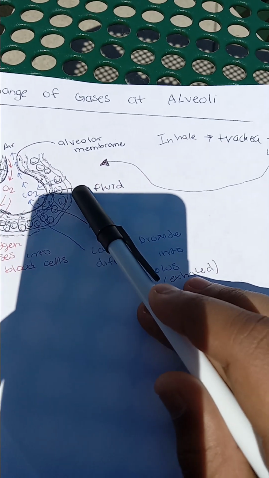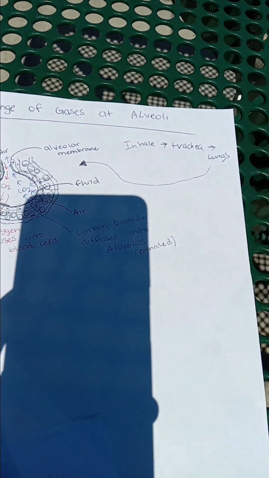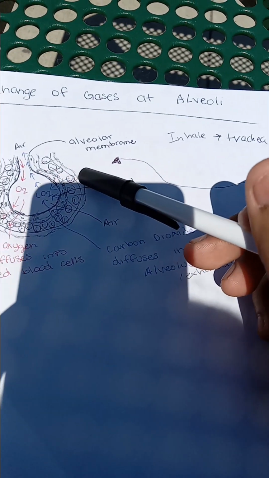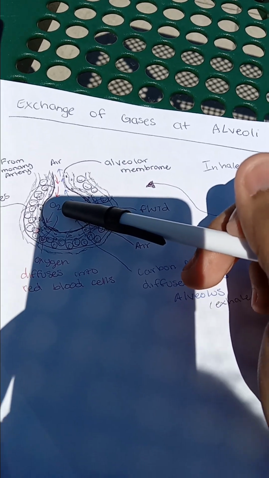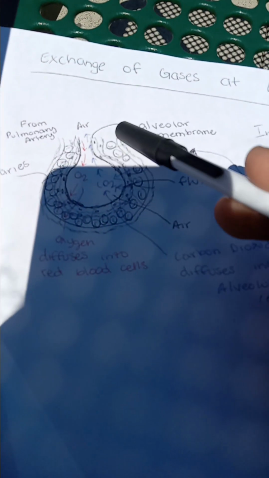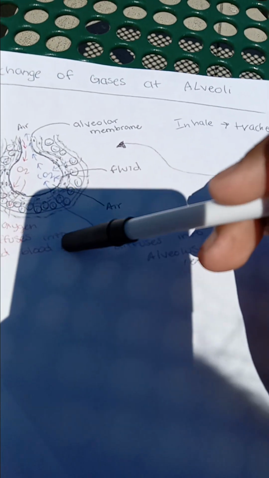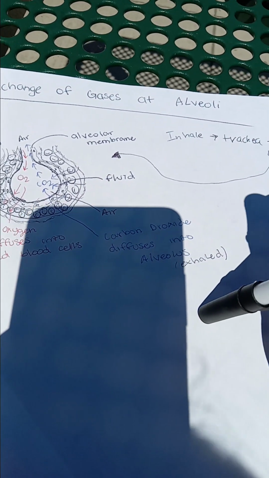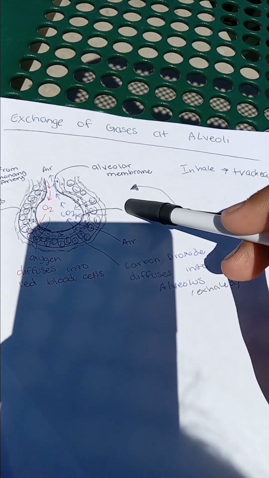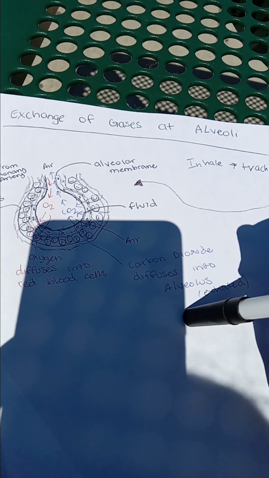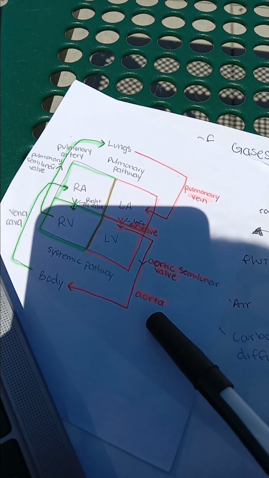So first, the alveoli fill with oxygen-rich air, and the oxygen diffuses across the thin walls of the alveoli into the surrounding capillaries, which are tiny blood vessels. At the same time, carbon dioxide diffuses into the alveolus to be exhaled. So through this process, oxygen enters the bloodstream through the alveoli, while carbon dioxide is removed from the bloodstream and exhaled.